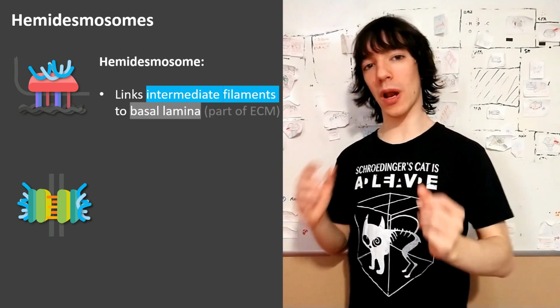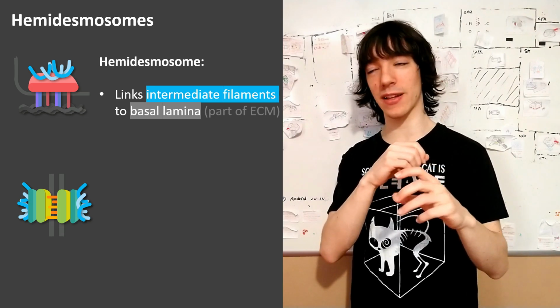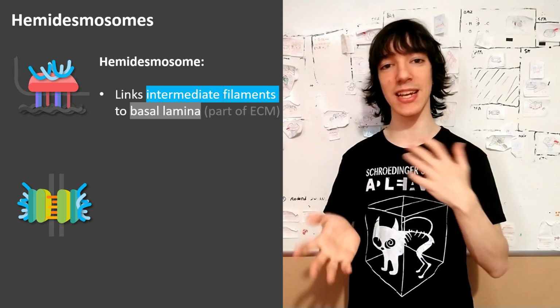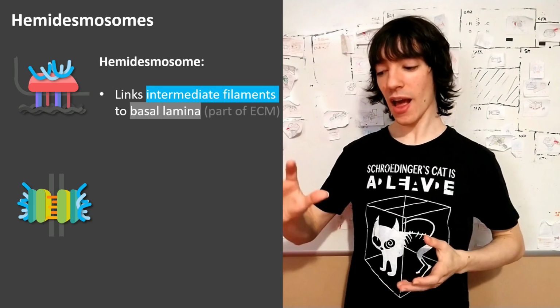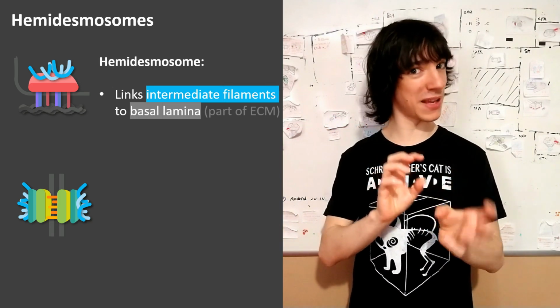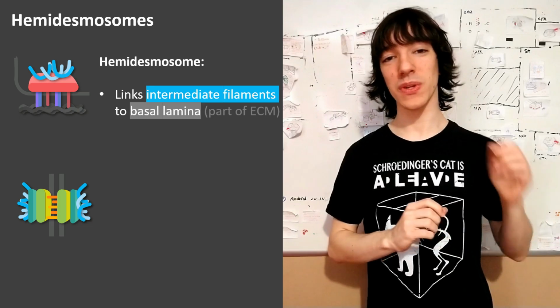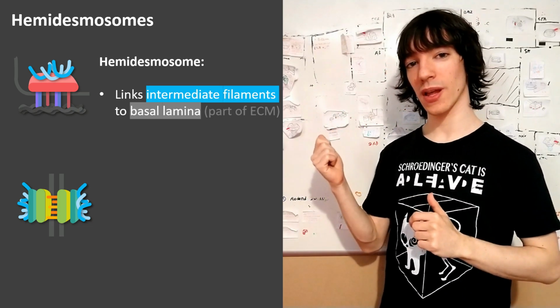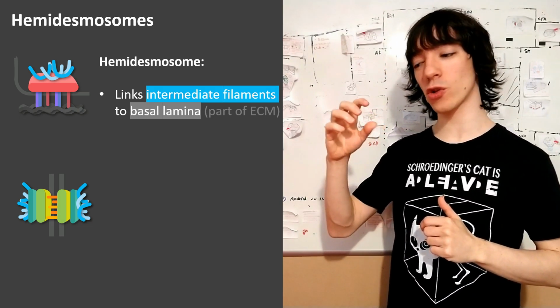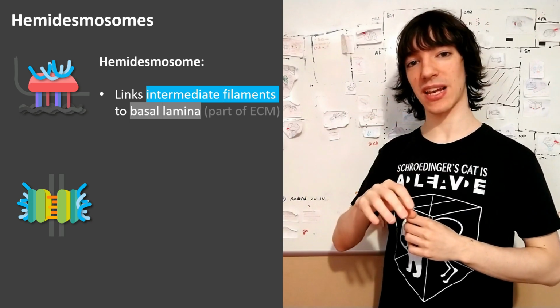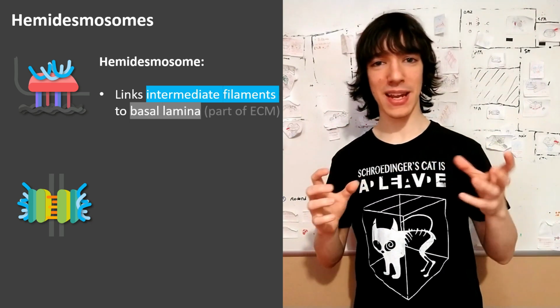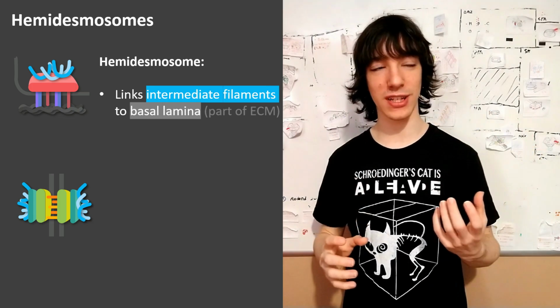It's oftentimes polarized, with one side that might have some special features, like cilia in our airways, the microvilli in our intestine, and another side that is looking to the basal lamina, and which will have hemidesmosomes. Hemidesmosomes don't connect one cell to another cell, they connect one cell to the basal lamina. And basal lamina is one kind of extracellular matrix.